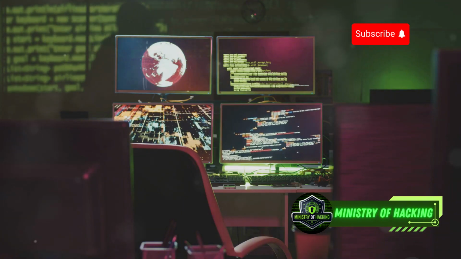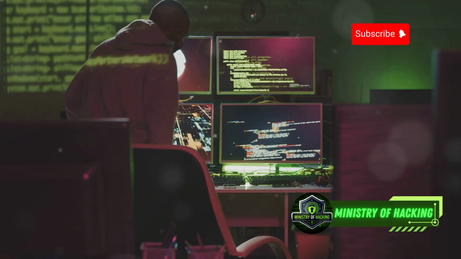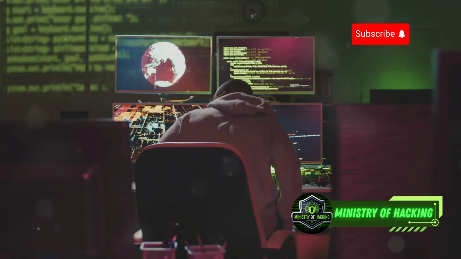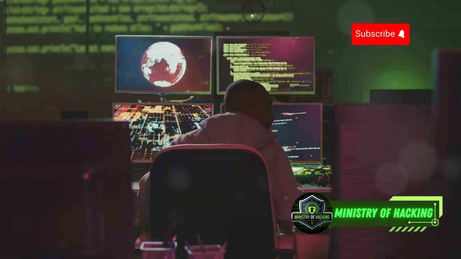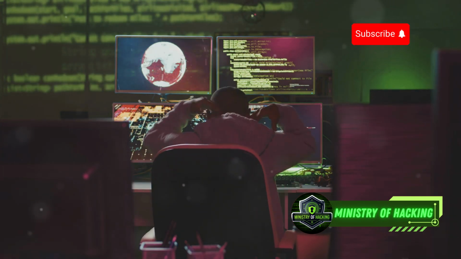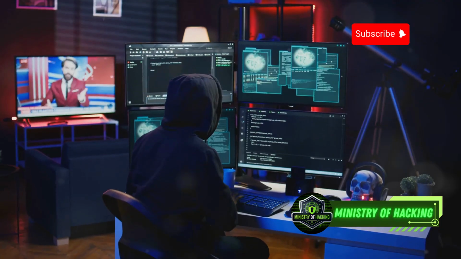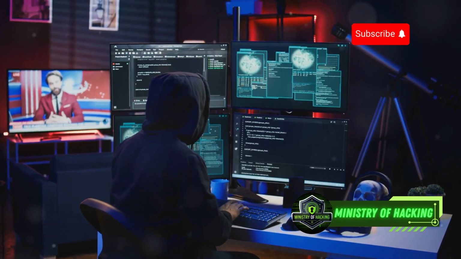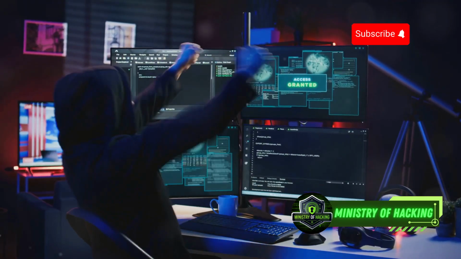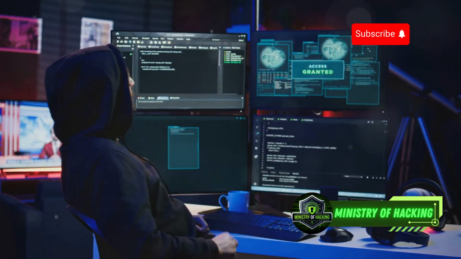Imagine being able to write a script that scans a network for vulnerabilities or automates the process of testing passwords. This can significantly enhance your efficiency and effectiveness as an ethical hacker. That's the power of programming in ethical hacking. It gives you the ability to create custom tools tailored to your specific needs.